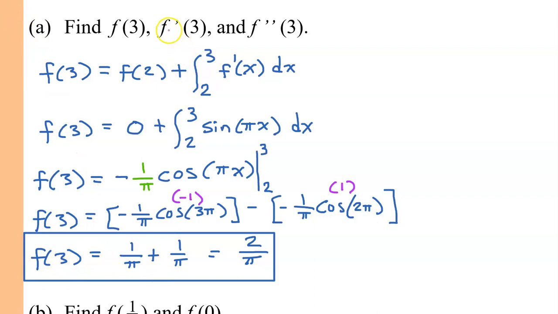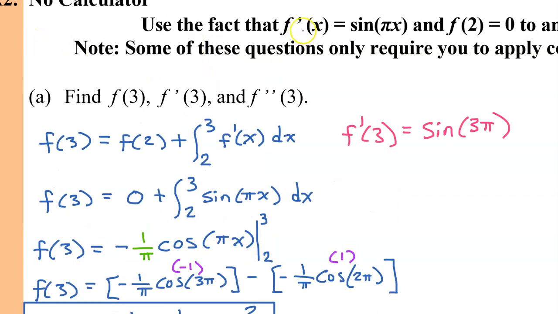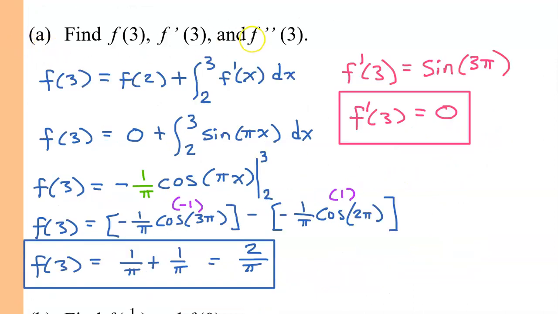Now we need to find f prime at 3. We are given that f prime of x equals sine of pi x. So f prime at 3 is sine at 3 pi. But sine at 3 pi is 0. So f prime at 3 is 0. Finally, we need to find f double prime at 3.